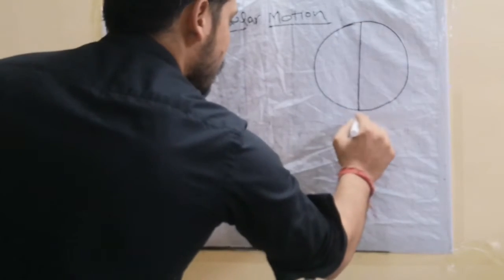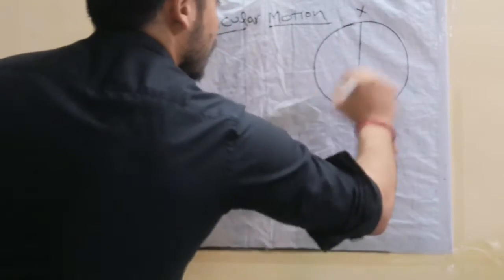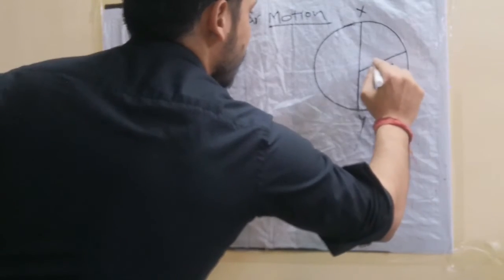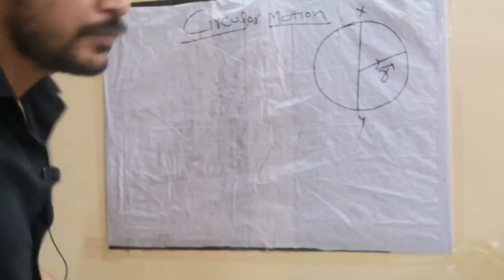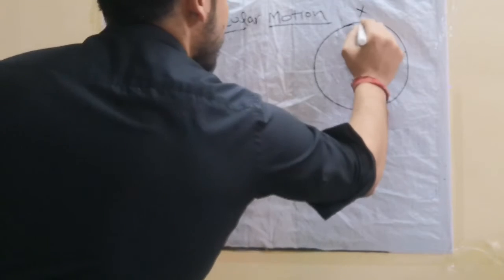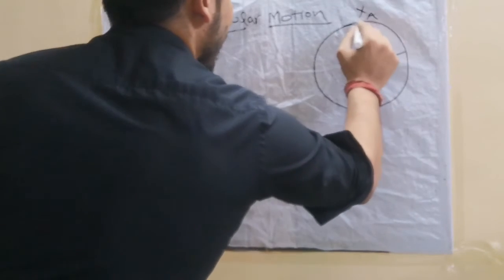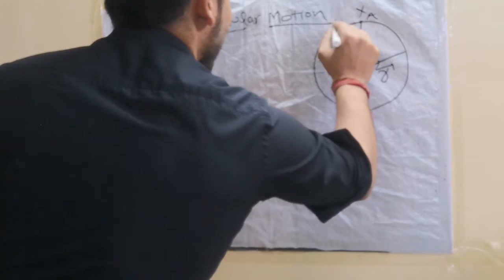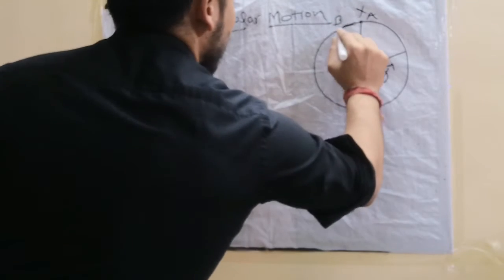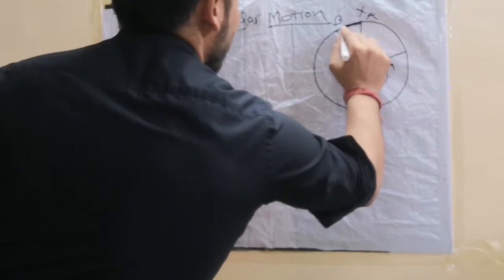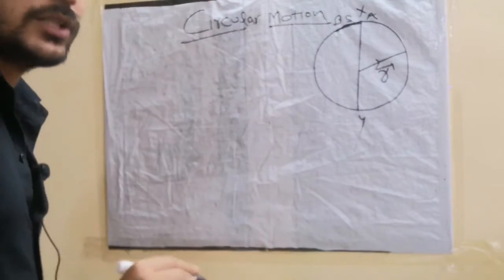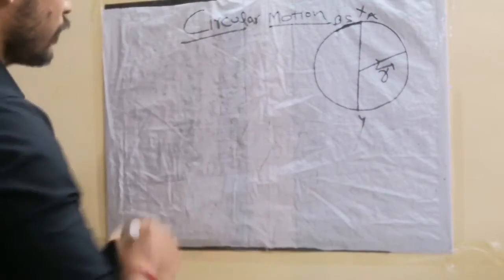Let me draw it. Y-X. This is the radius vector, or you can say the radius of the circle, the radius of the ground also. Suppose this is the initial point A and you move in a circular path from A to the final point B, and this is the path traveled by you. Suppose this is S, it is called the arc.